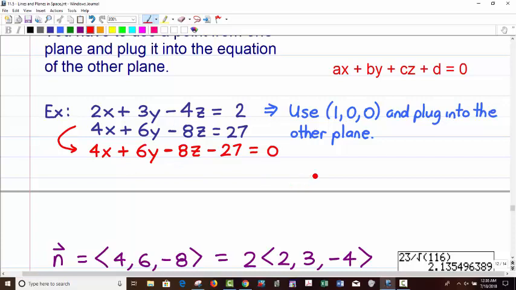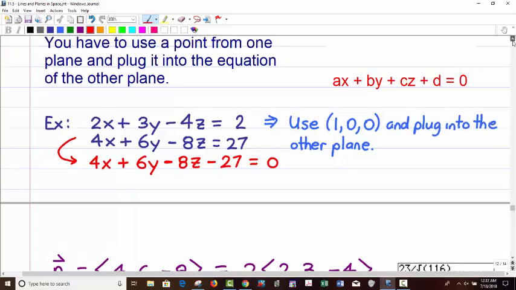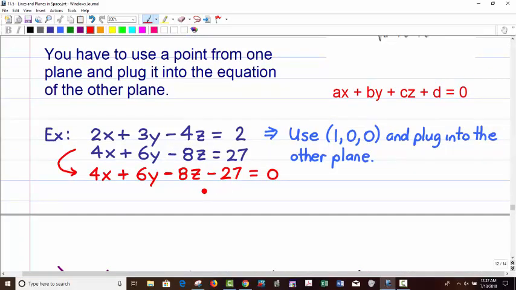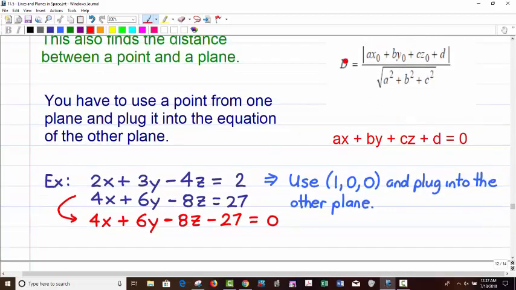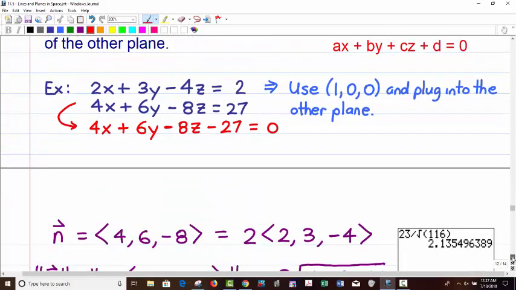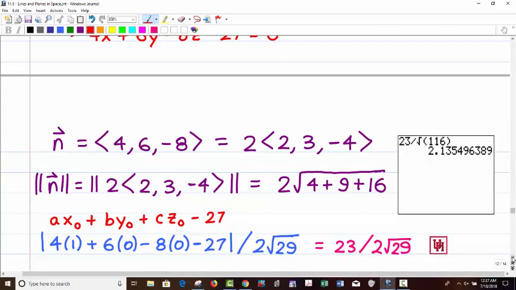The other one will be the plane. So to match this formula right here, I've got to move that D over, so that has to be negative 27 equals 0. So we're going to use that equation right up here, and then of course divided by the magnitude of that same normal vector, using that point.